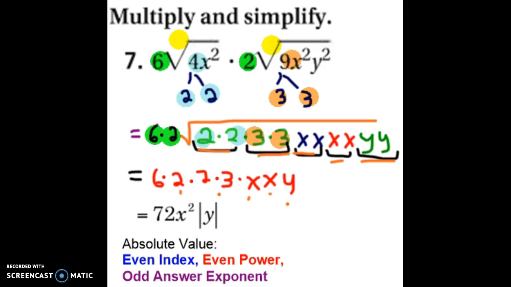So when I multiply them all together, I get 72, except I need to check my absolute value rule. In my original problem, I have even index, even powers, but when I multiply this, my y becomes the first power, so that's odd, so I need absolute values.